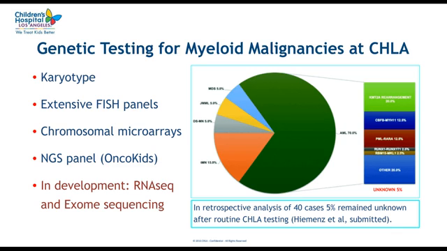We are in the process of validating RNA-seq for fusion detection, and we are also validating exome sequencing for DNA sequence variants. However, we are constantly looking for other options for more efficient clinical testing, because the goal is not only to be comprehensive, but also to be very efficient and to have good turnaround times as well as reasonable cost of our testing.